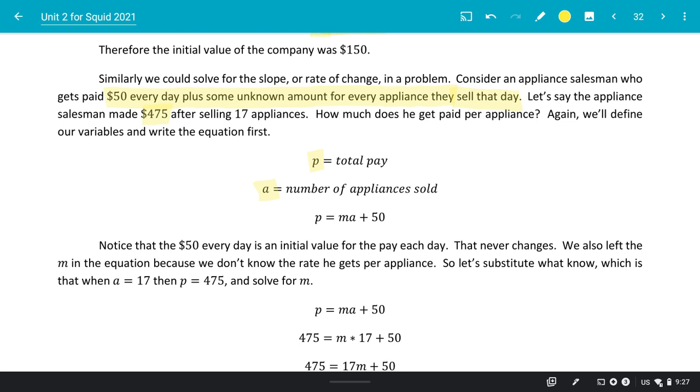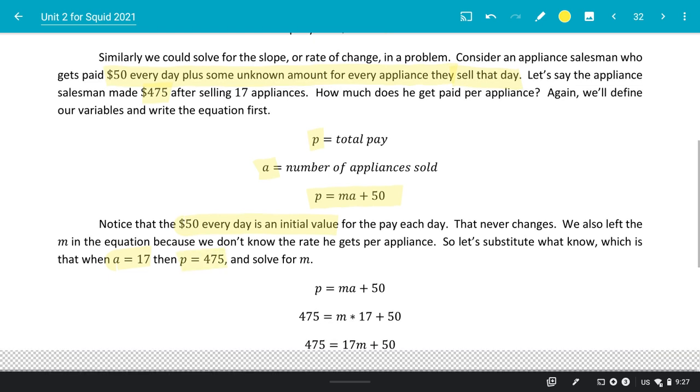So P equals MA plus 50. We don't know our M or our rate of change or our slope yet. Notice that $50 every day is the initial value. It never changes. We also left M in the equation because we don't know the rate he gets per appliance. Let's substitute what we know, which is that A is 17 and P is 475.